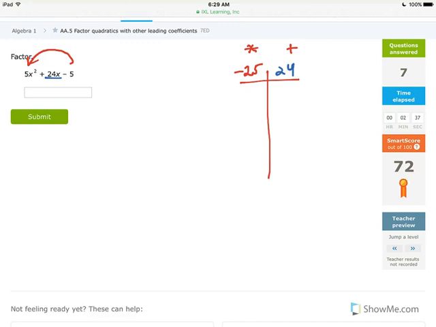So first let's just find some numbers that multiply to be 25, and then we can put the plus and minus signs on them to make it negative where we need to. So what are combinations that make 25? 1 times 25, and then 5.